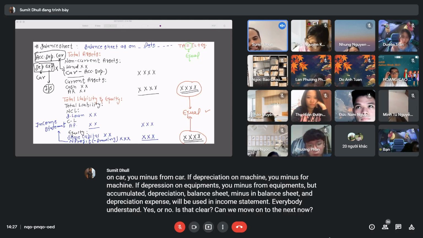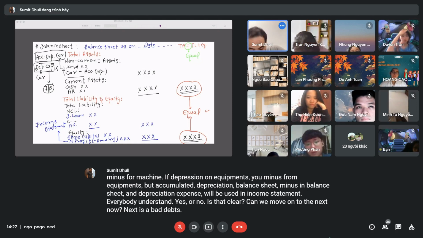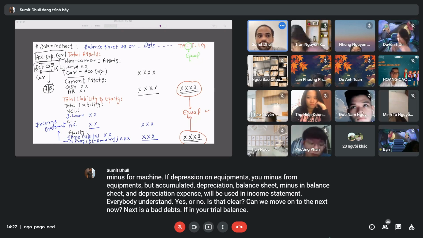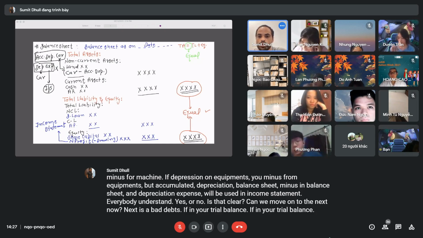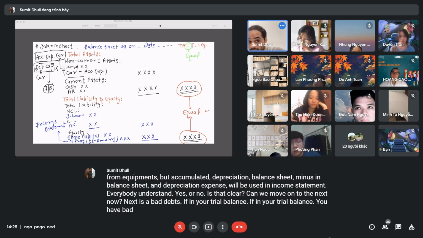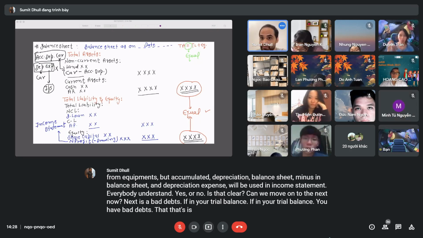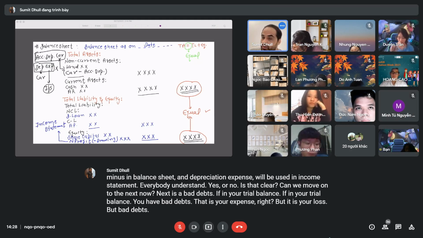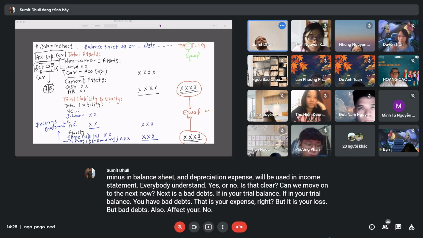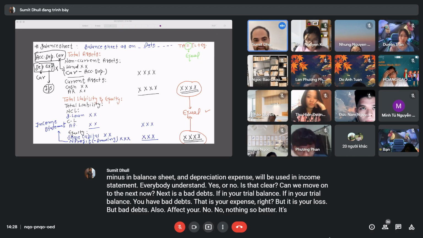Now, next is bad debts. If in your trial balance you have bad debts, bad debts is your expense, right? Bad debts is your loss. But bad debts also affect your... no, nothing. Bad debts normally have no impact here.